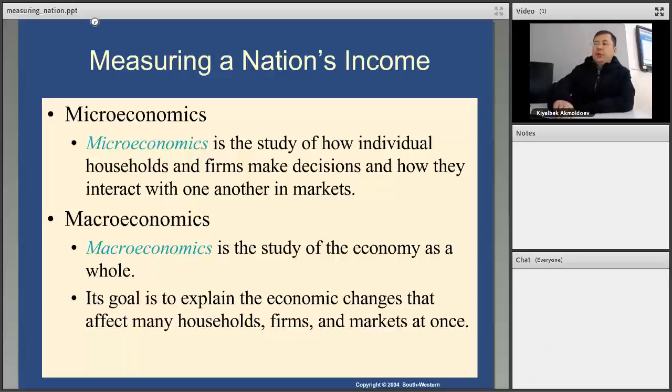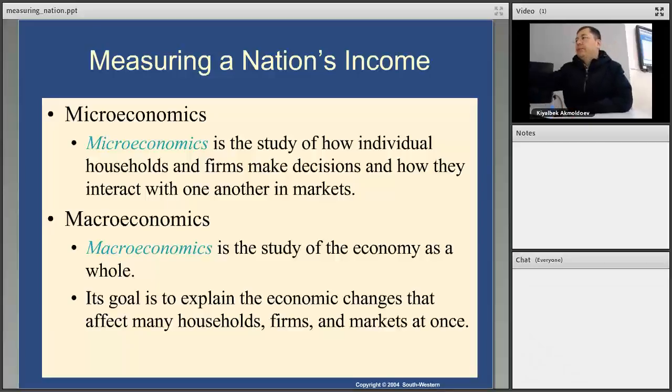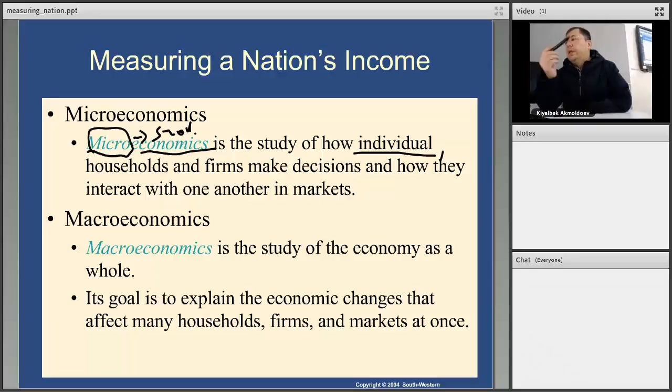So from here, you know that the word micro means what? Small. So microeconomics studies small parts of economics. What are the small parts of economics? They are individuals, so one person, or households, which means family, also a small part of the economy, and firms, companies who produce goods.